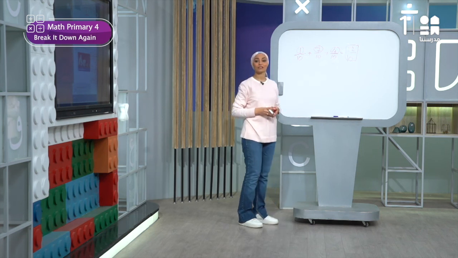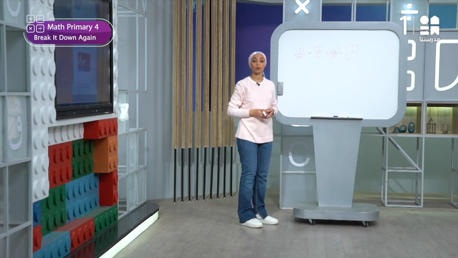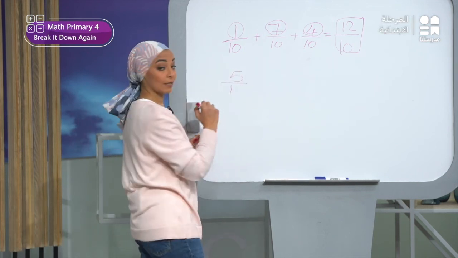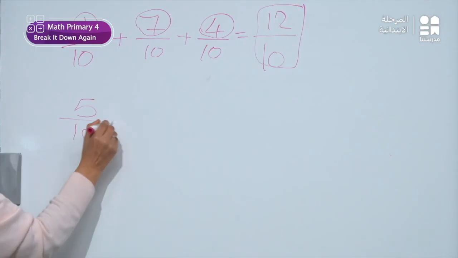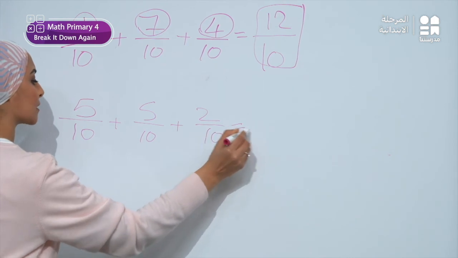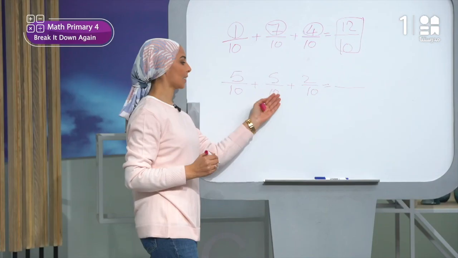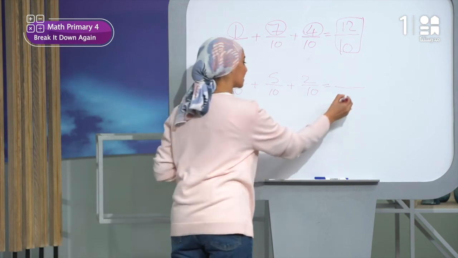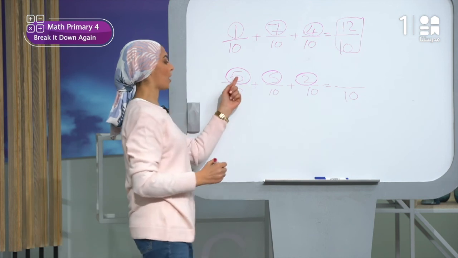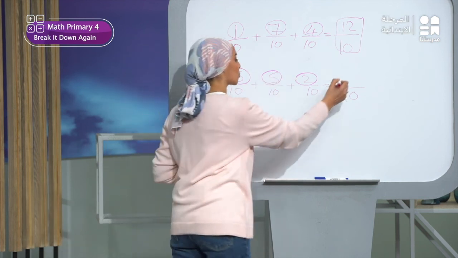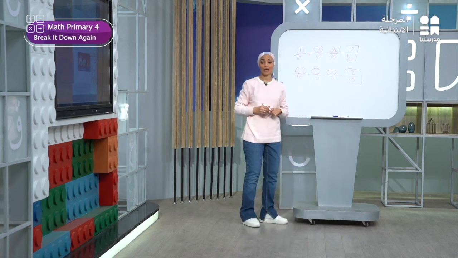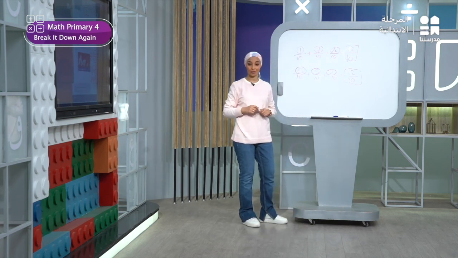Let's add the fractions in the second equation. What was the second equation? 5 over 10 plus 5 over 10 plus 2 over 10. Let's work it out and see the sum of this equation. Again, I will keep the denominator as it is, 10, and I will add only the numerators. So 5 plus 5 is 10, plus 2 is 12, which gives me the same fraction, 12 over 10. And now I can say that Ahmed is correct.